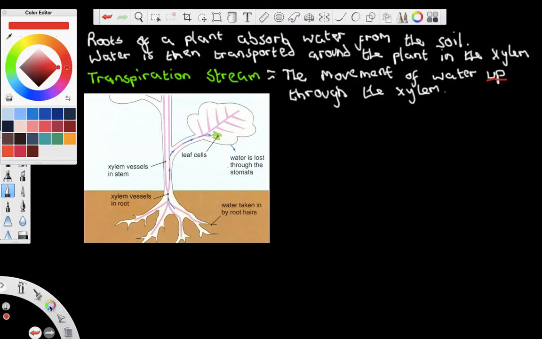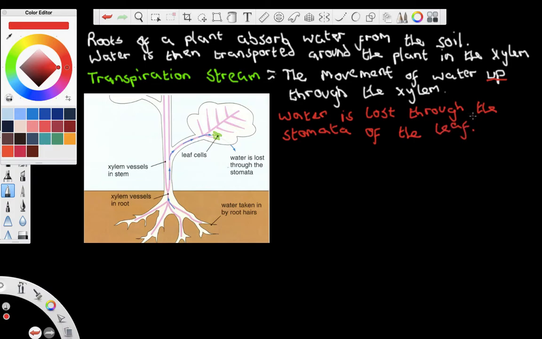When the water is lost through the stomata, this process is known as transpiration. Okay? So we can say that water is lost through the stomata of the leaf. Okay, so water evaporates from the stomata of a leaf.